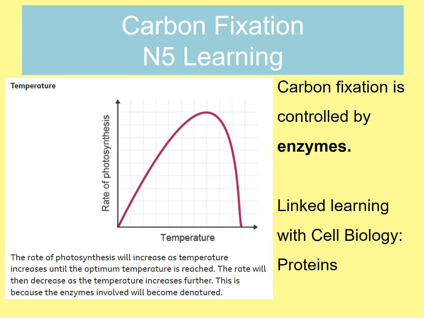If we have a look at the graph, the rate of photosynthesis is increasing as the temperature increases. But we can see that the rate of photosynthesis reaches what we call the optimum. That's the best working temperature for the enzymes that control carbon fixation. The rate of photosynthesis will now start to decrease as the temperature increases further above the optimum. We can actually see that the rate of photosynthesis drops to 0 because at that point the enzymes that are controlling carbon fixation have become denatured due to the high temperature.